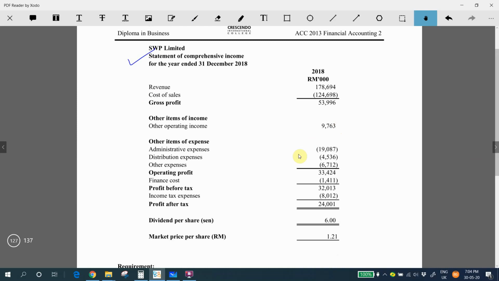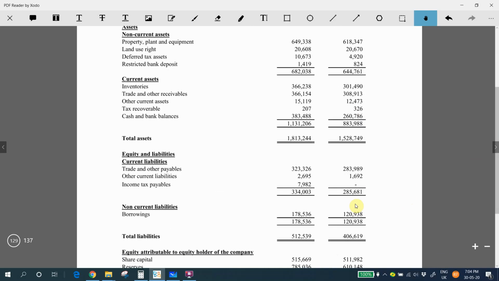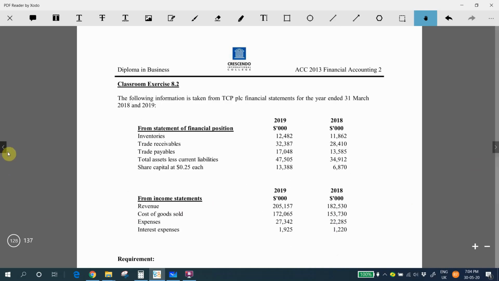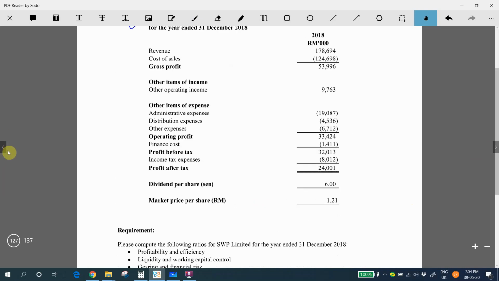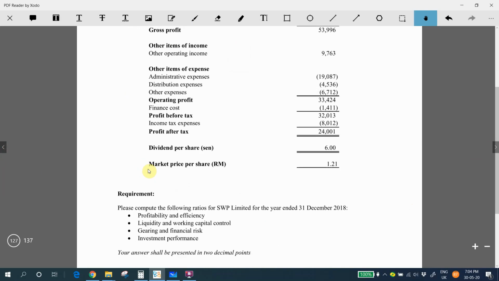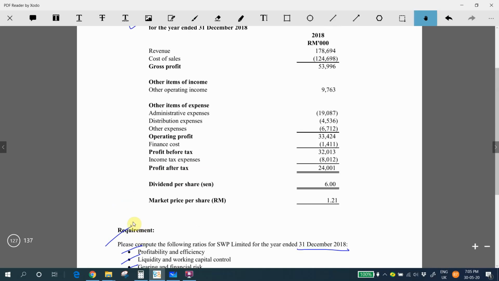So let's look at the requirement for this question. We are required to calculate the following ratios for SWP Limited for the year ended 31st December 2018. We are required to prepare profitability ratio, liquidity and working capital control ratio, gearing and financial risk, followed by investment performance. There is some requirement for our answer. Your answer shall be presented in 2 decimal points. Right, so we have to do some rounding up if we need.